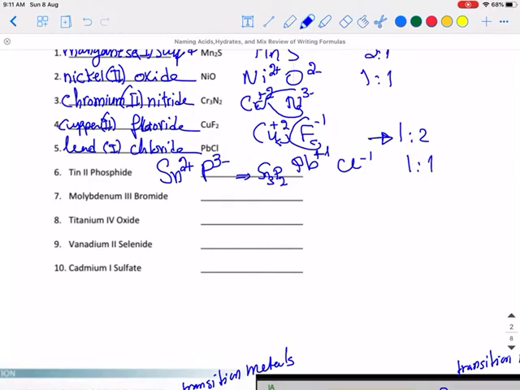Molybdenum(III) bromide. Molybdenum Mo3+, it means that charge 3 plus, and bromide group 7, Br minus. Crisscross, it will be MoBr3.